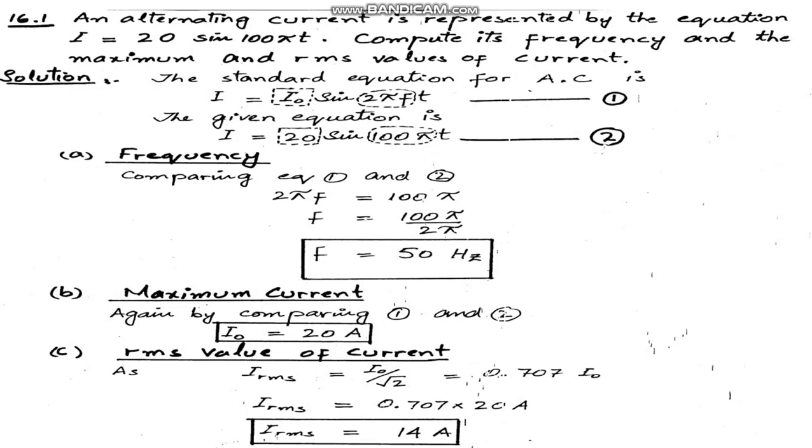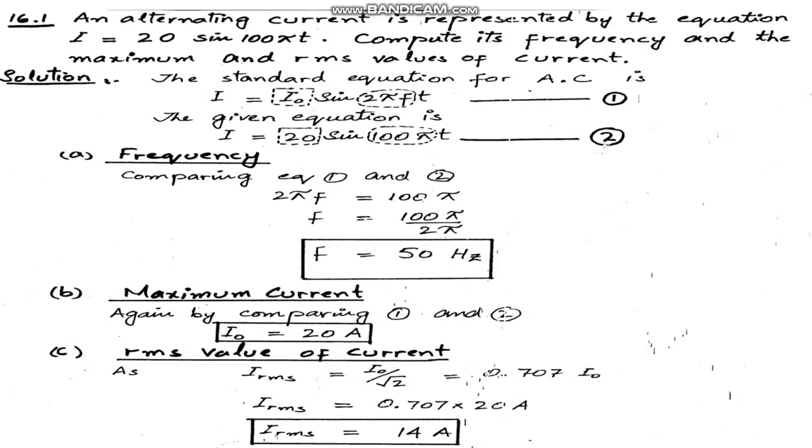Solution. The standard equation for alternating current is I is equal to I naught sine 2 pi ft. This is equation number 1. The given equation in the question, that is I is equal to 20 sine 100 pi t. This is the second equation.